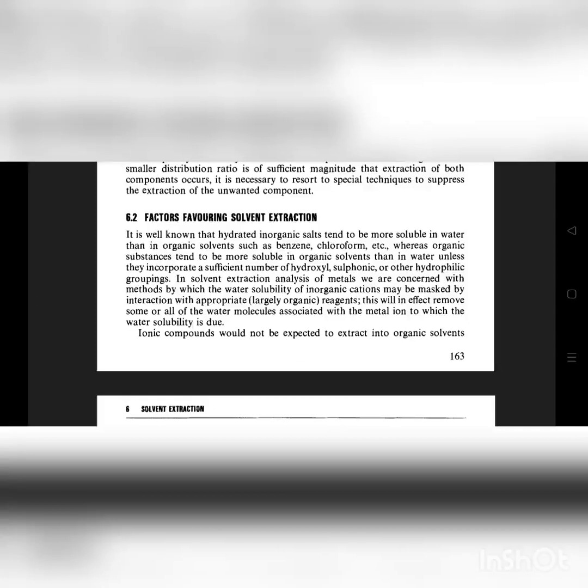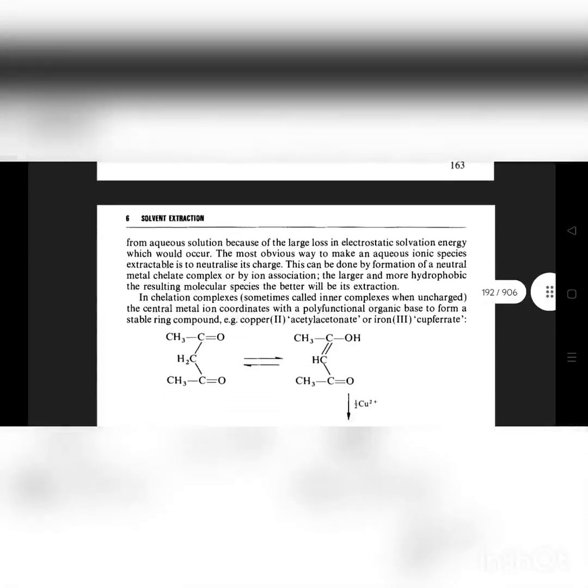This will in fact remove some or all of the water molecules associated with the metal ion to which the water solubility is due. Ionic compounds would not be expected to extract into organic solvents from aqueous solution because of the large loss in electrostatic solvation energy which would occur. The most obvious way to make an aqueous ionic species extractable is to neutralize its charge. This can be done by formation of a neutral metal chelate complex or by ion association.